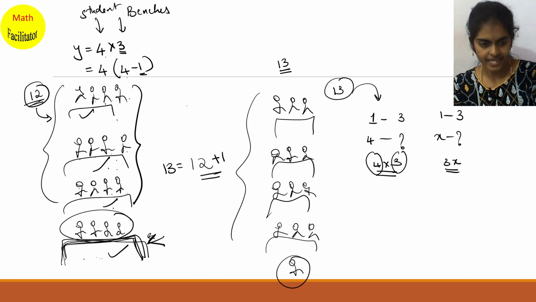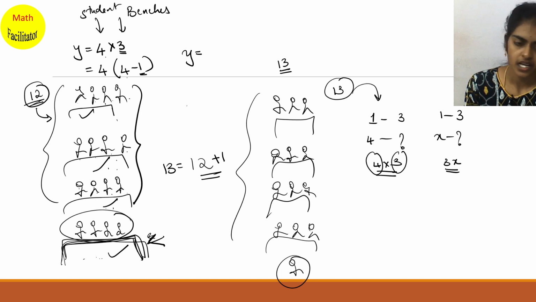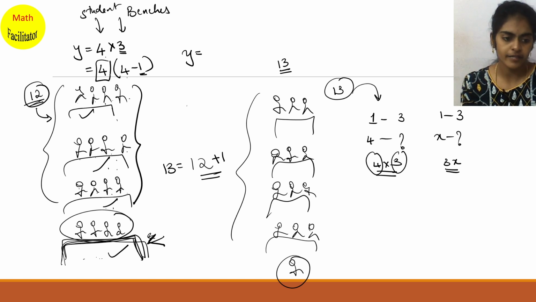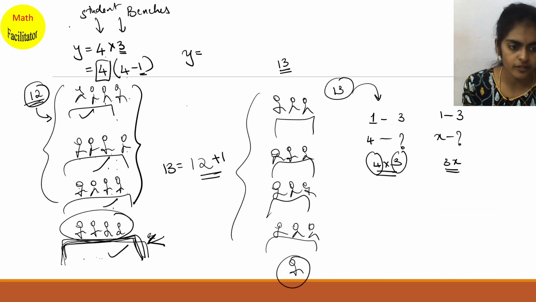Yes. So the same logic I will be using here. See, y is the number of students, and 4 is nothing but the total number of benches, isn't it? Total number of benches. 4 is nothing but the total number of students here. See, we have written students, so 4 is nothing but the total number of students.